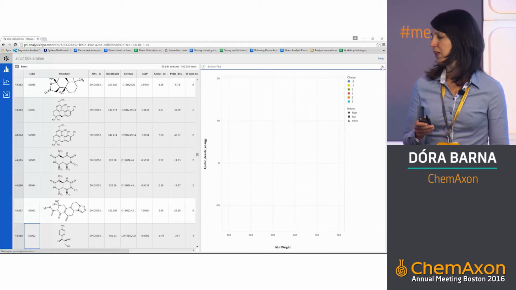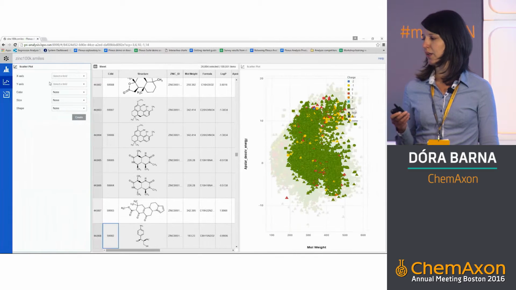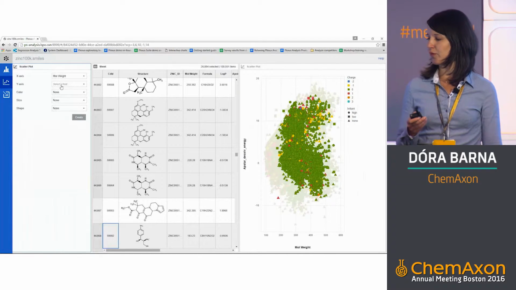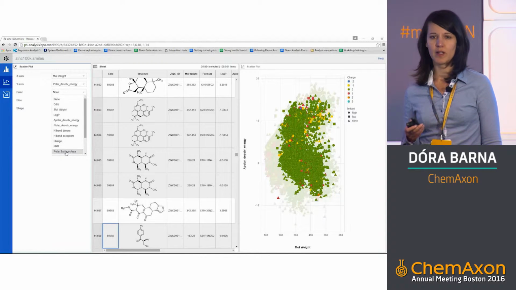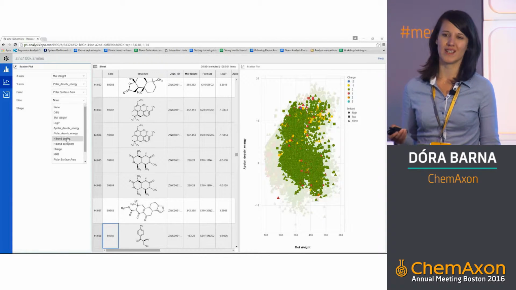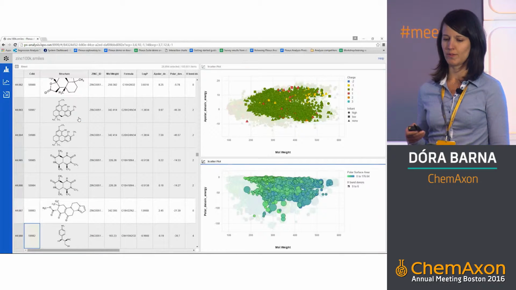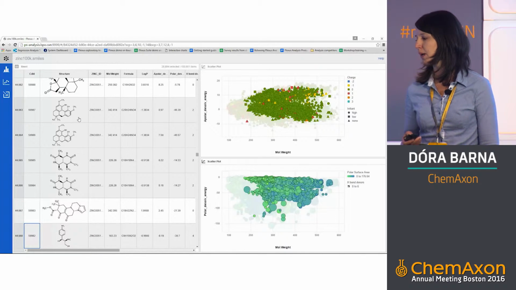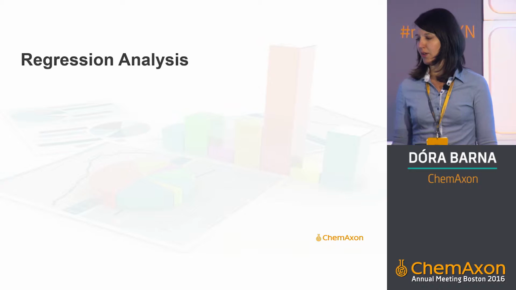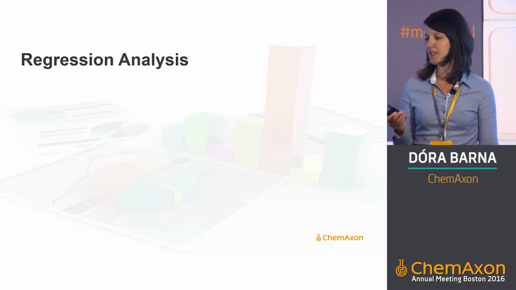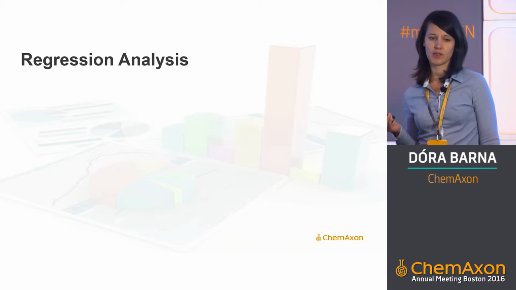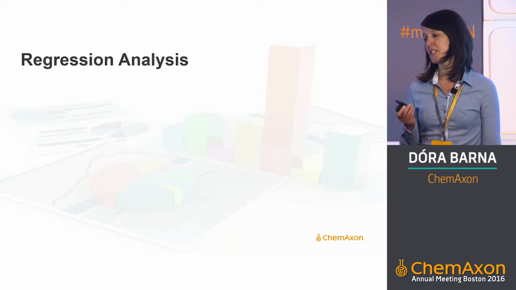And finally, I would like to mention that beside this categorical coloring scheme of the first scatter plot, analysis supports gradient coloring as well in order to have a more convenient way to visualize continuous numerical properties as well. And finally, I would like to show you the latest addition to Plexus Analysis, which can be used now for curve fitting and regression analysis as well.